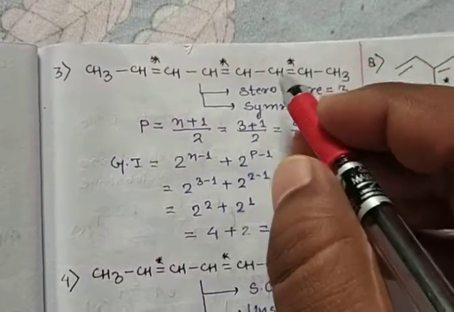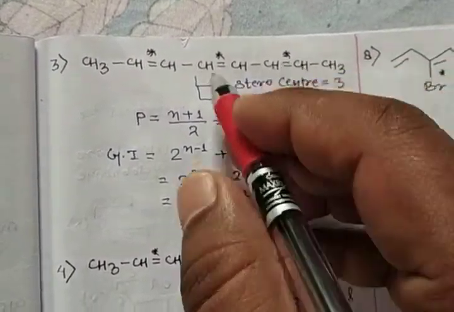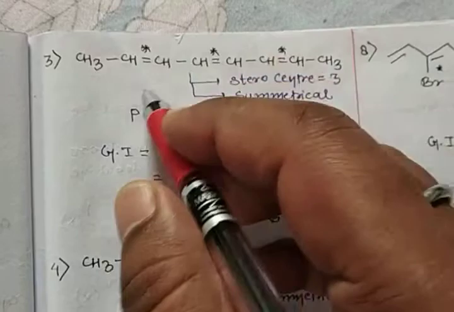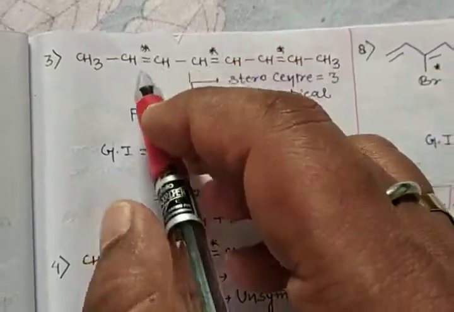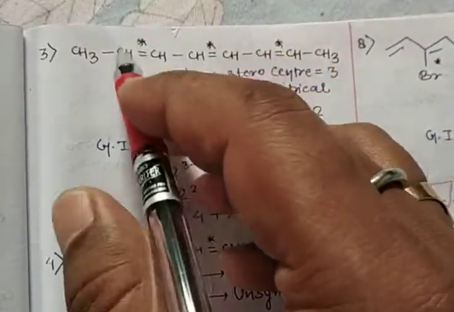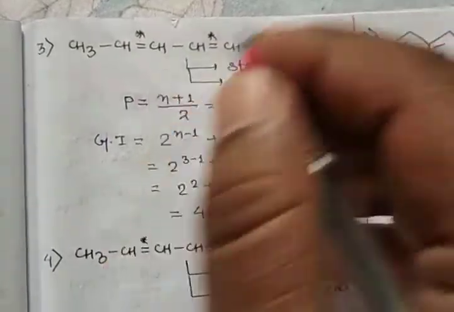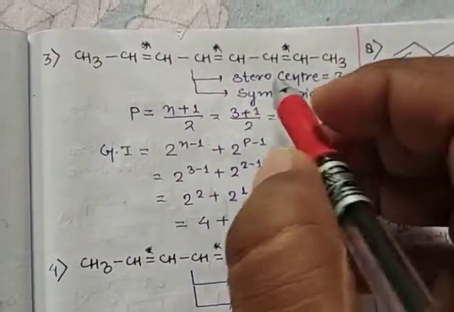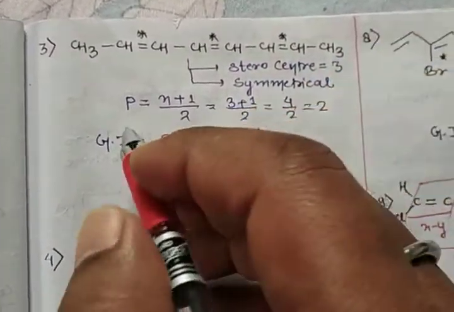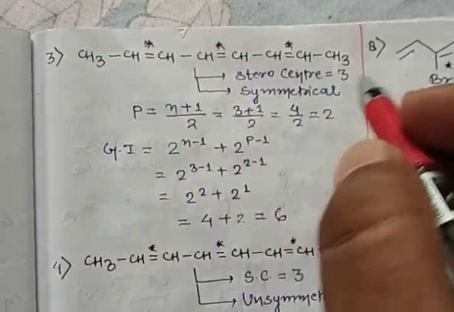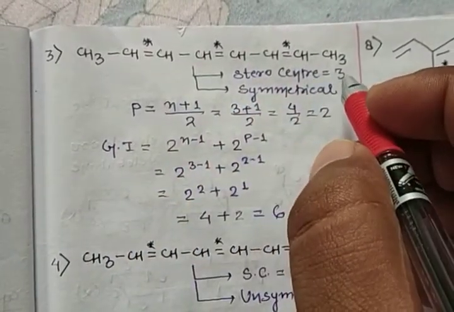So just check hydrogen, hydrogen on the same side. This is 1. Hydrogen, hydrogen on the same side and a whole group is there. This is 2. Hydrogen, hydrogen on the same side and CH3 and the whole group is the same. It means you know very well this is 3 stereo centers and this is symmetrical. So now n is 3. It means this is an odd number.